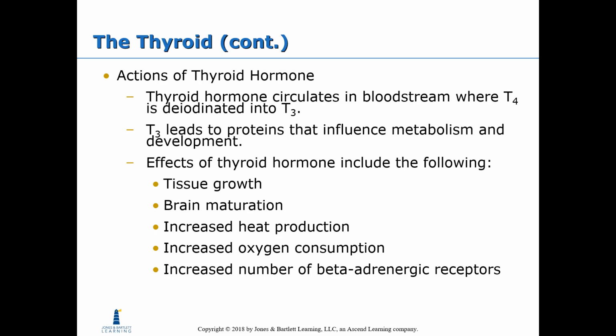The thyroid hormone circulates in the bloodstream where T4 is deiodinated into T3. T3 leads to proteins that influence metabolism and development. The effects of thyroid hormone include the following: tissue growth, brain maturation, increased heat production, increased oxygen consumption, and the increased number of beta-adrenergic receptors.